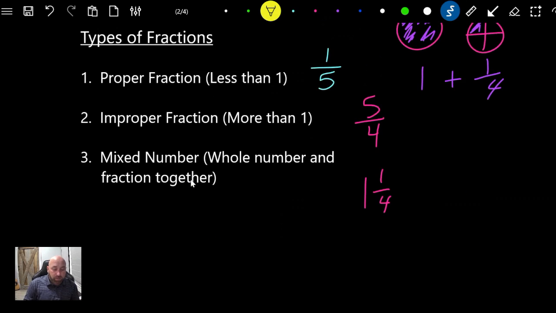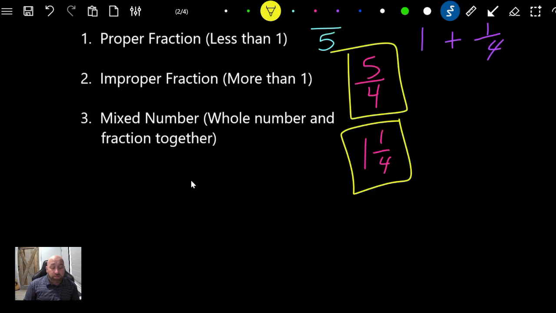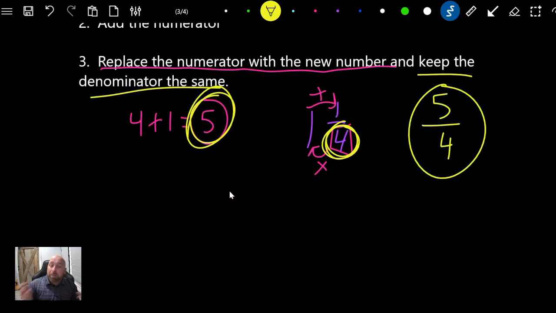Let's look back up here. There was our 1 1/4. There was our 5/4. So we just converted it between improper fraction and mixed number. It can go back and forth. Let me show you how to change it back. So let's say we have an improper fraction, but we want to make it a mixed number. All we do in that case is we divide. We basically just knock it over and we divide it.